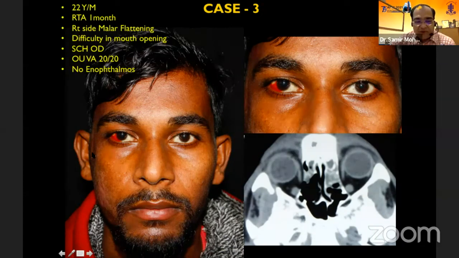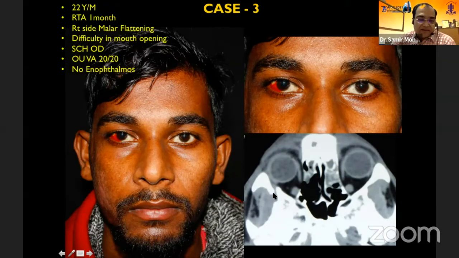The only thing we noticed was a subconjunctival hemorrhage here, and if you notice carefully, the malar flattening we noticed on the right side as compared to that of the left side. So when we did a scan, there was a fracture of the zygoma. It was a very clean, undisplaced fracture of the zygoma.